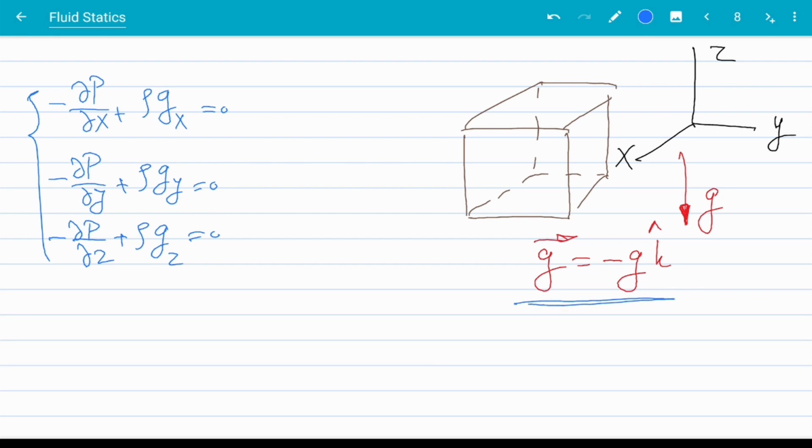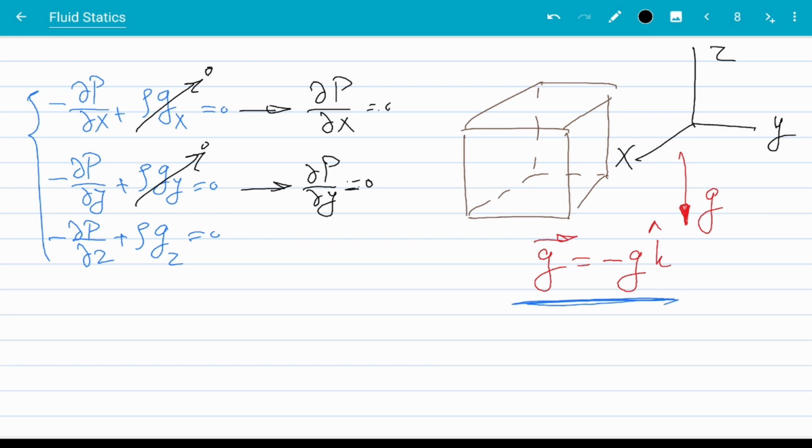Now, looking at the g vector here, it only has a z component, meaning that g_x and g_y are 0. So from the first 2 equations, I can conclude that partial p partial x is 0 and partial p partial y is 0. This is a very important conclusion. It shows you that in a static fluid, when there is no motion, pressure does not change in the x and y directions. In other terms, pressure is independent of x and y coordinates.